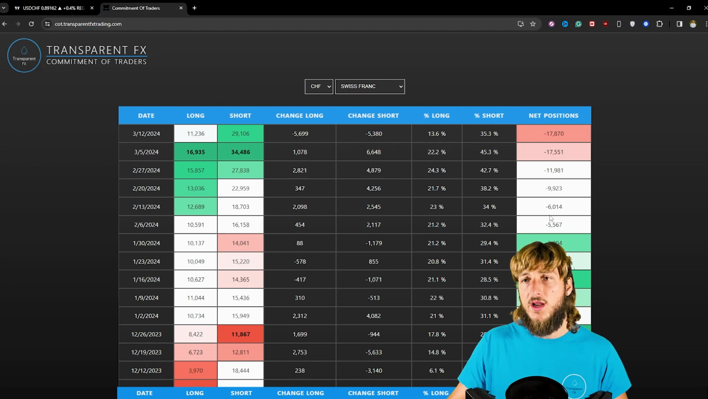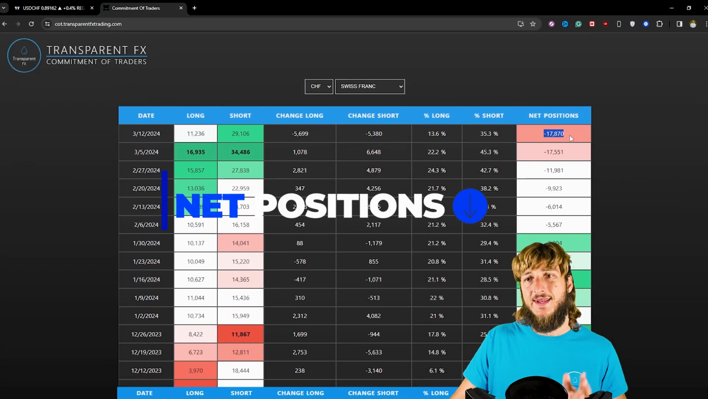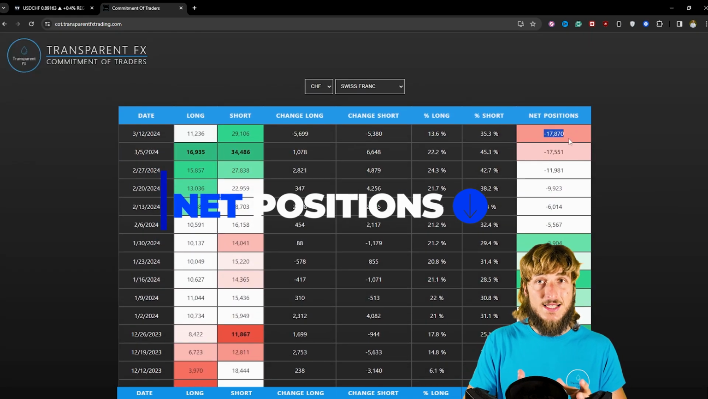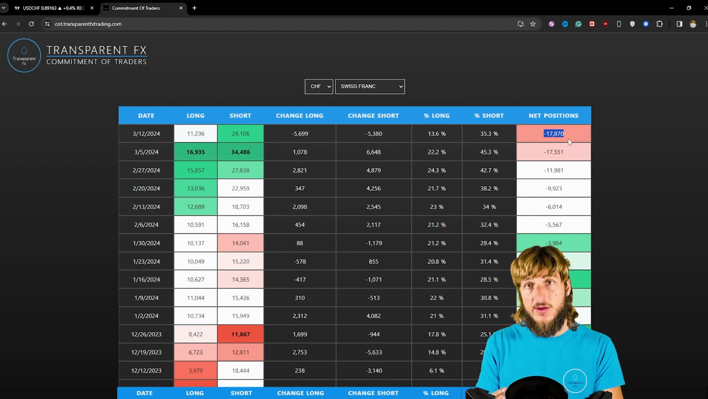And what we can see here is that net positions with the last reports went from minus 3.4K all the way down to minus 17.8K. So institutions have been aggressively shorting the CHF, decreasing their net positions.